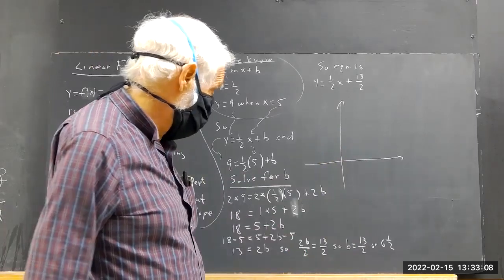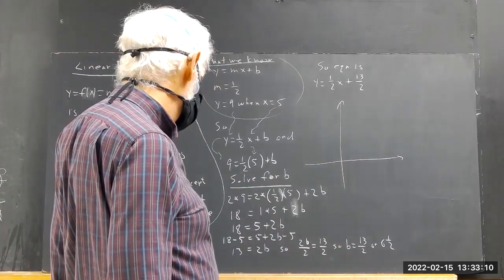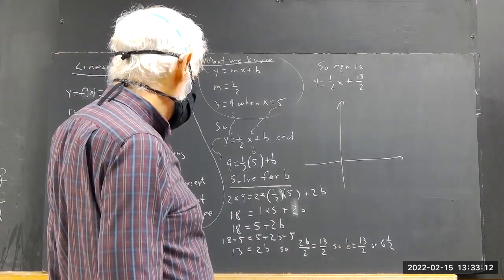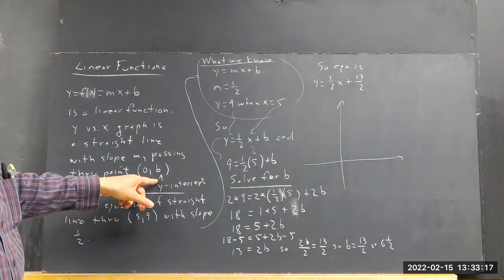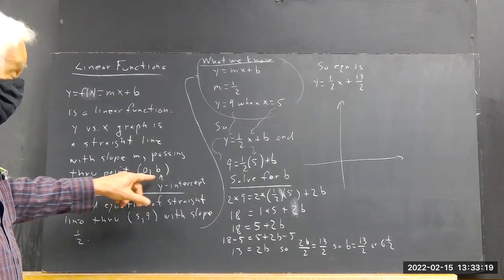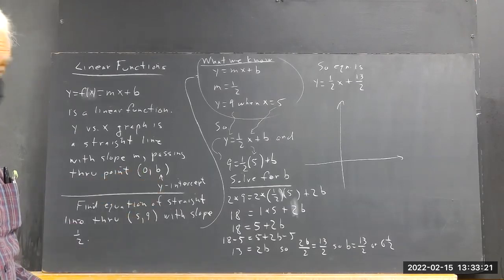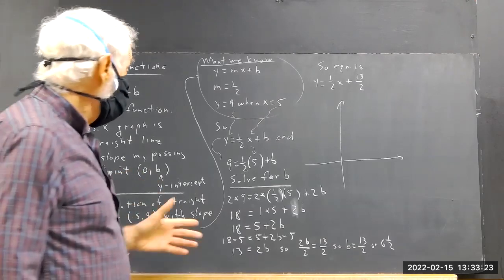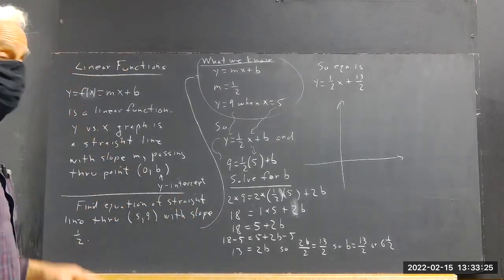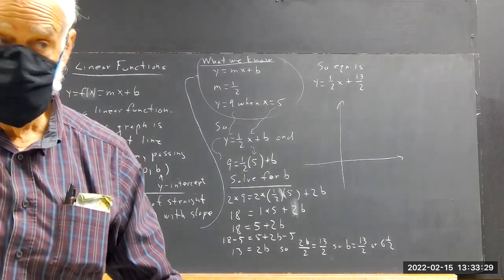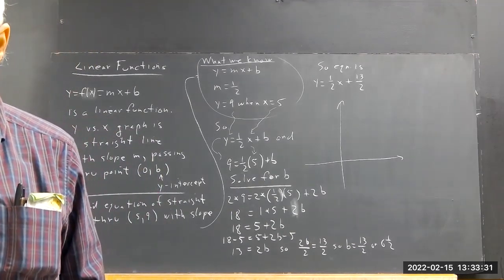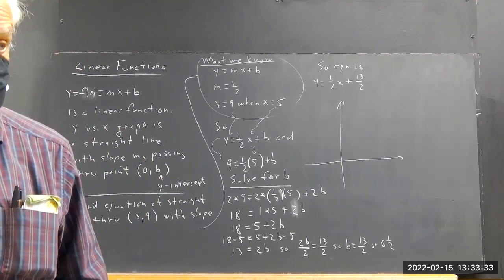X is 0, y is 6.5. Remember that goes back to this fact, that whatever b is, you have the point (0, b). And also you've got the point (5, 9). So eventually you can put those 2 points on a set of coordinate axes and draw a line through them. Okay? I'm pretty confident everybody can do that.